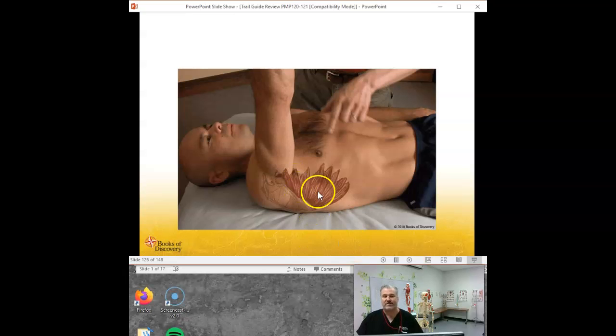Hey, Miss Torres, what muscle is this? Where?